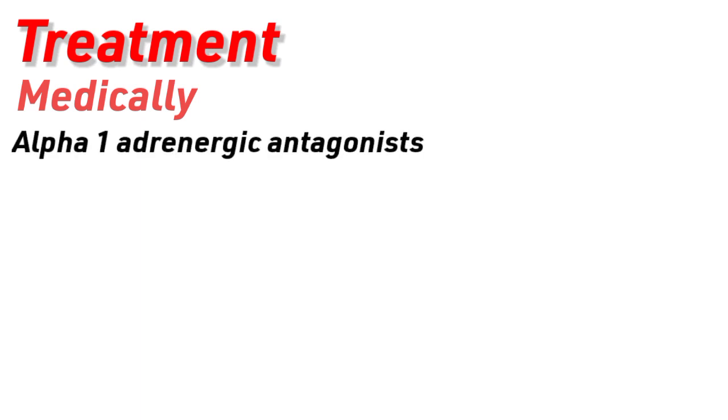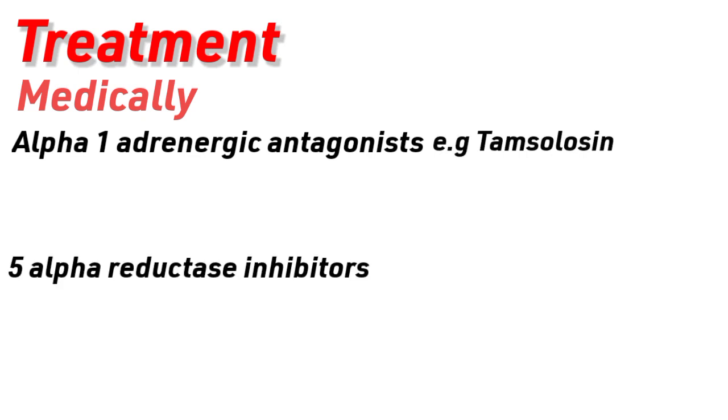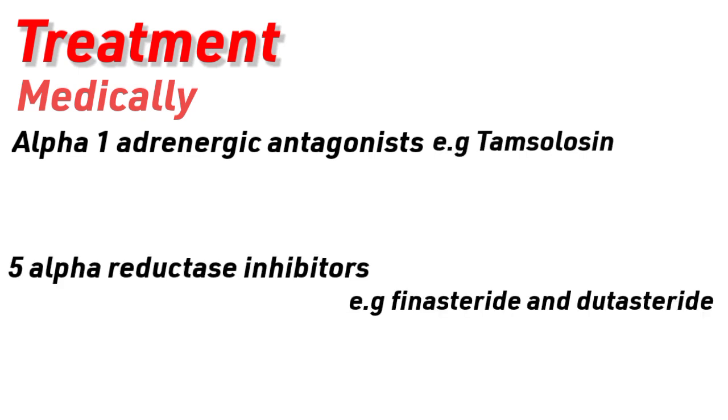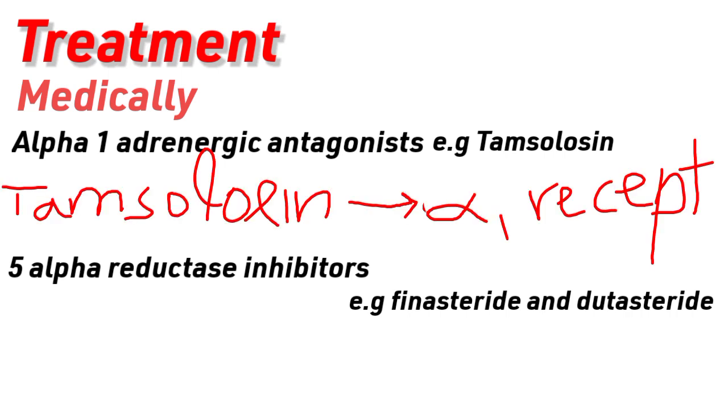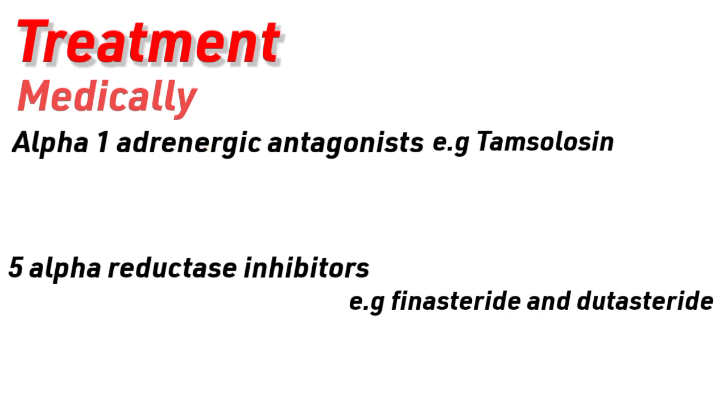Medical treatment of BPH includes alpha-1 adrenergic antagonists such as tamsulosin and prazosin, and 5-alpha reductase inhibitors. Alpha-1 adrenergic antagonists inhibit the action of adrenergic neurotransmitters at alpha-1 receptors of smooth muscles of the prostate gland and urethra and relax the smooth muscle, resulting in urinary outflow.